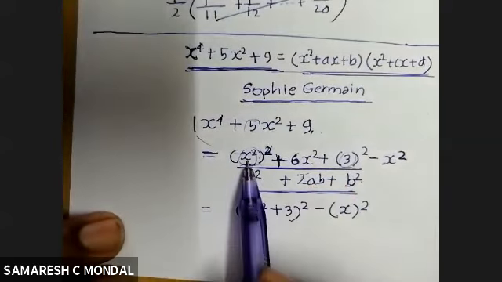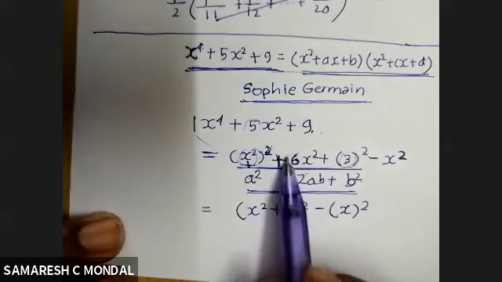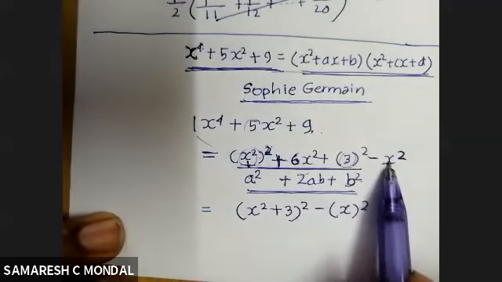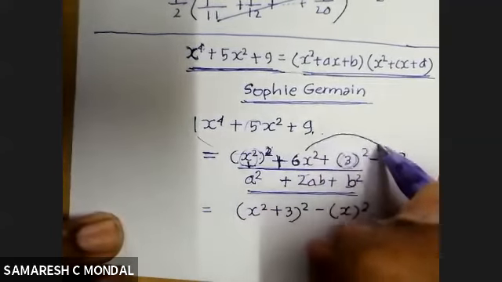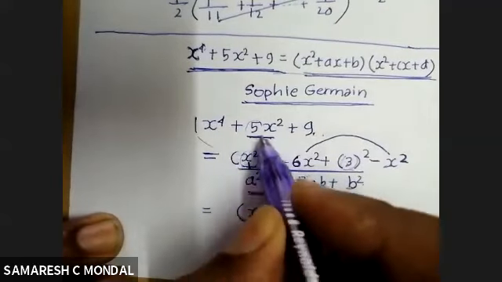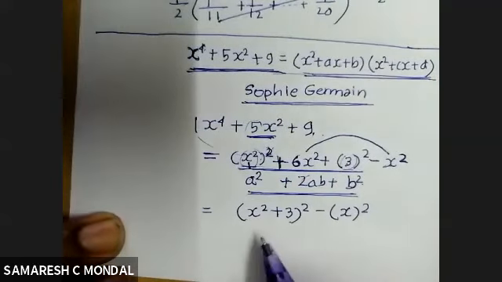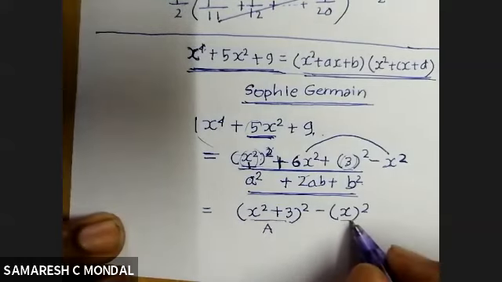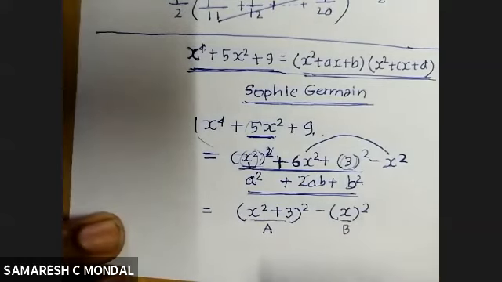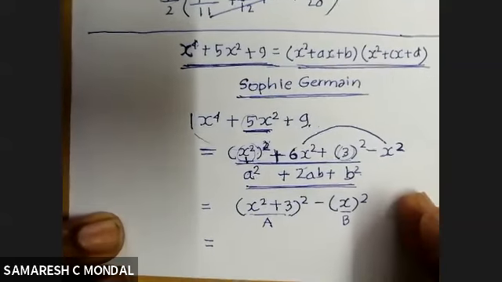This is a square, this is b square, and this is 2ab. So 6x square minus x square. Why I wrote minus x square? Because I need to get 5x square. So now this came in format of something like a square minus b square. And all of you know the formula for a square minus b square. Come on guys, what's the formula for a square minus b square?